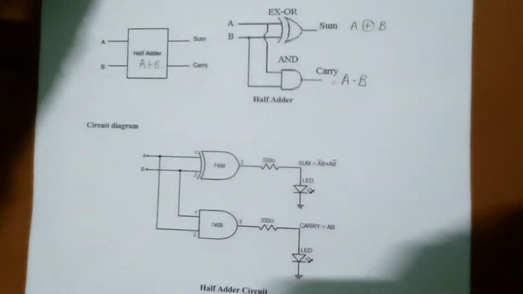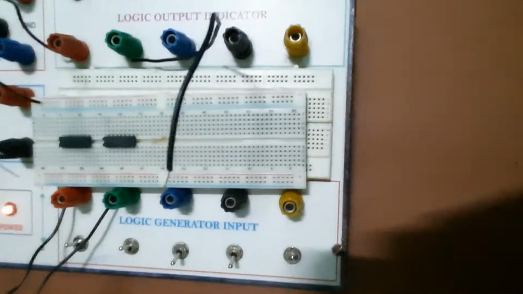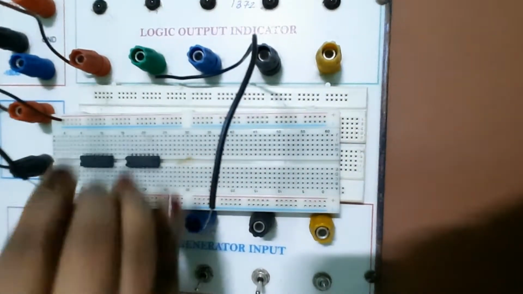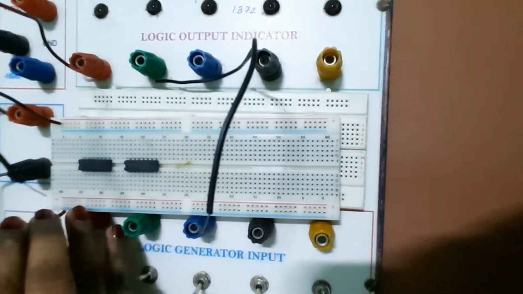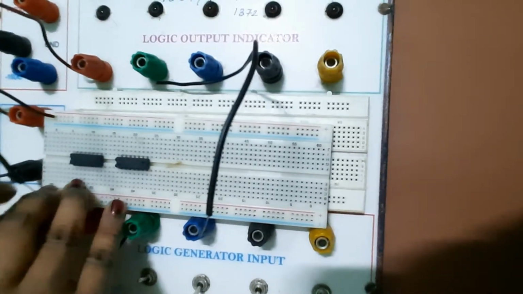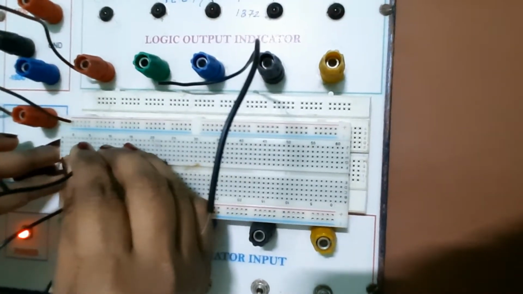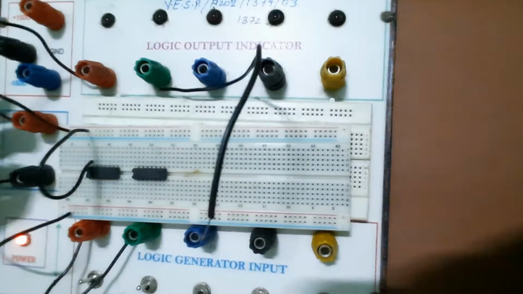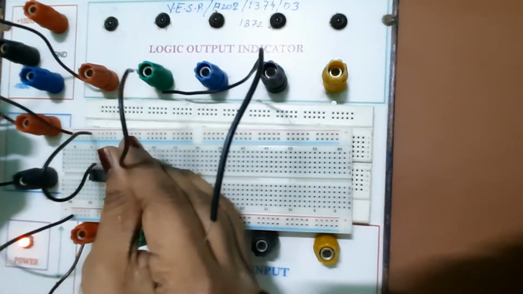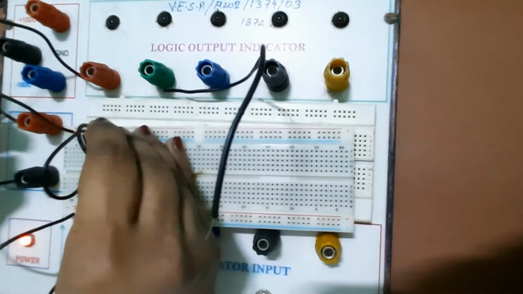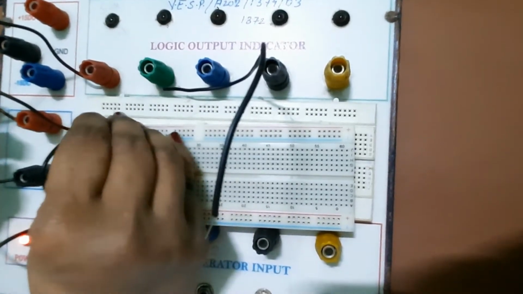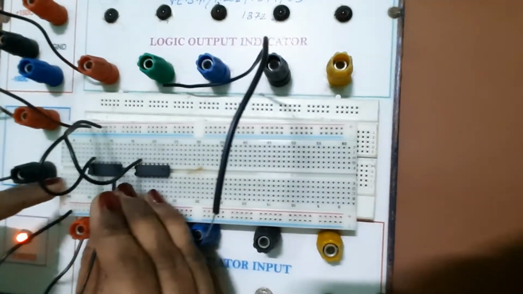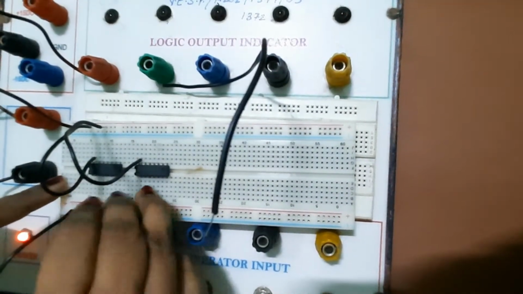So how to connect this? The first is the VCC line and the ground line. This is the VCC line and this one is the ground line. Connect pin number 14 to the VCC line, and pin number 7 of both the ICs to the ground line.